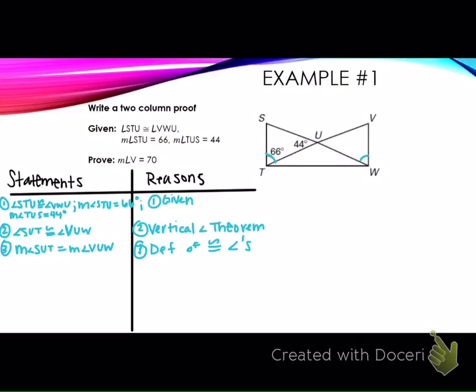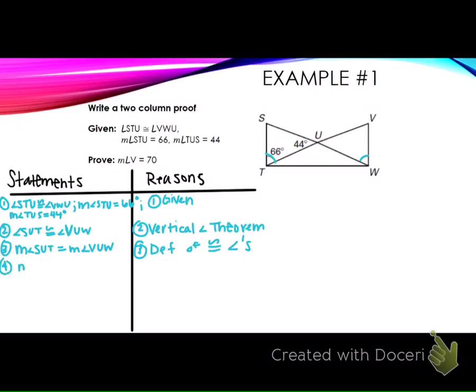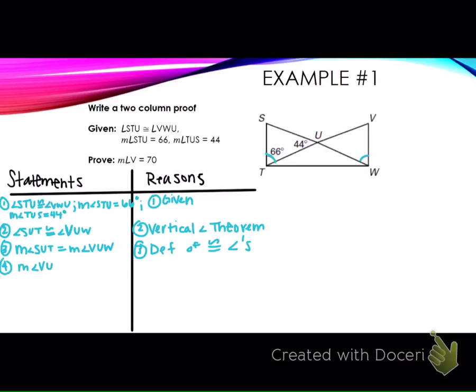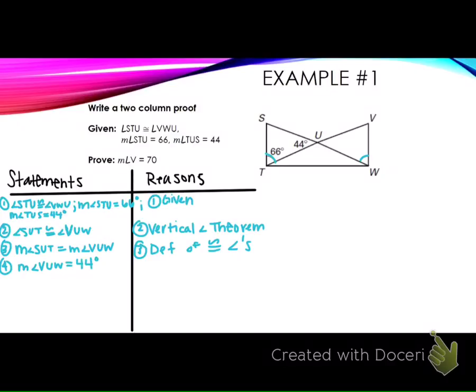Okay, stop talking. Which means that the measure of angle VUW is 44 degrees, because SUT, which is the same thing as TUS, right? Do you see how TUS and SUT are the same? So that means that the measure of angle VUW equals 44 degrees by substitution.